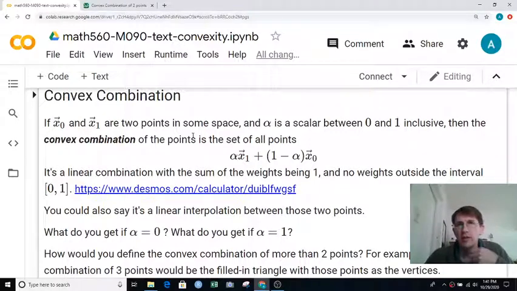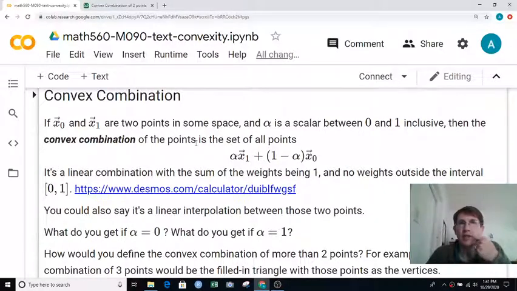So how will we put into symbols that we can then use later this idea of pick 2 points and draw the line segment between them and see if it goes outside the set? So let's use x0 and x1 as 2 points in some space that we're operating in. And alpha being a scalar that could be 0, could be 1, could be anything between 0 and 1.